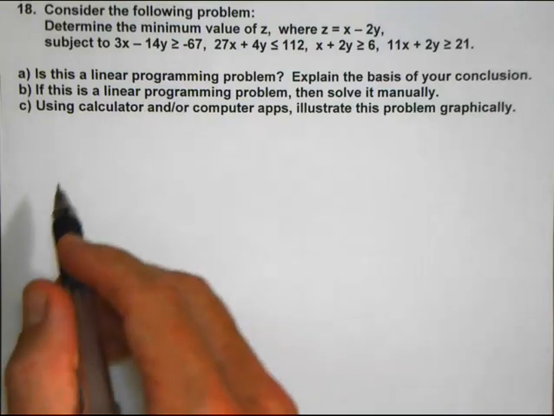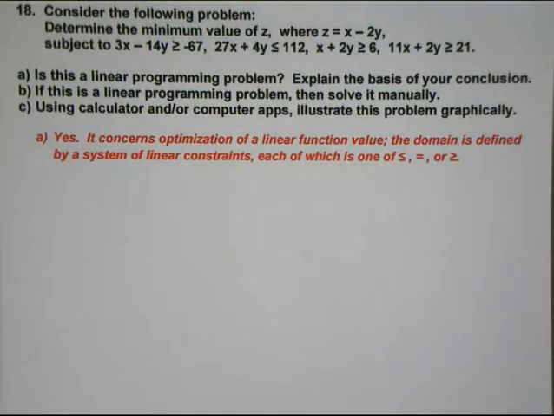Okay, let's write down the answer to part A. Here's our conclusion written down. Yes, it concerns optimization of a linear function value. The domain is defined by a system of linear constraints, each of which is one of less than or equal to, or greater than or equal to.